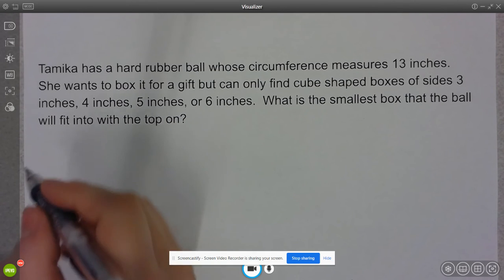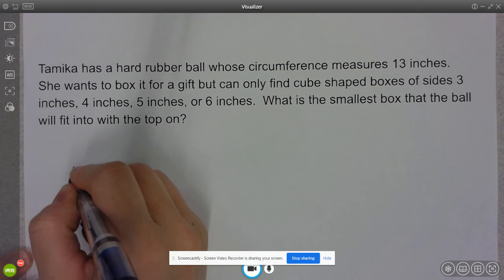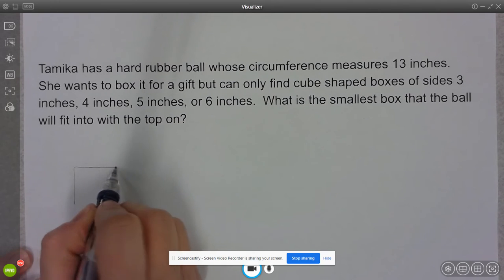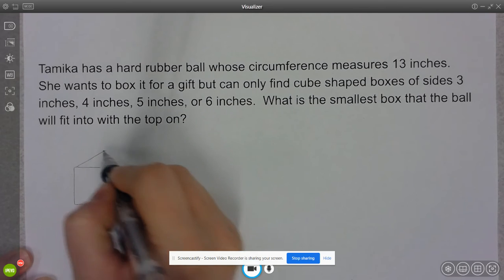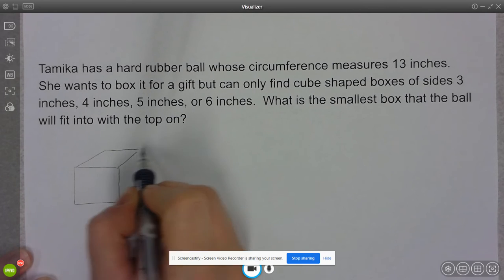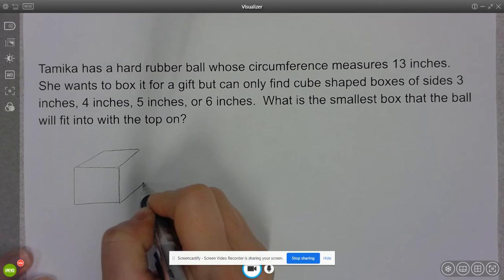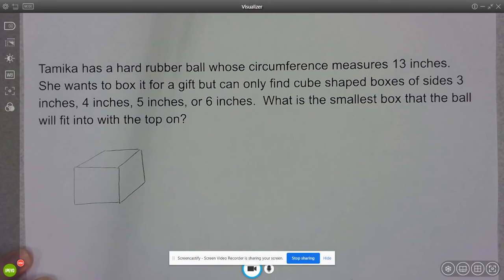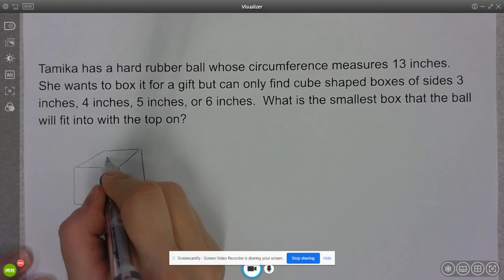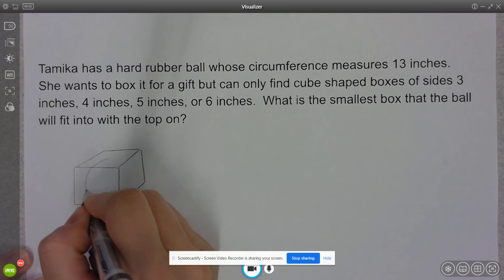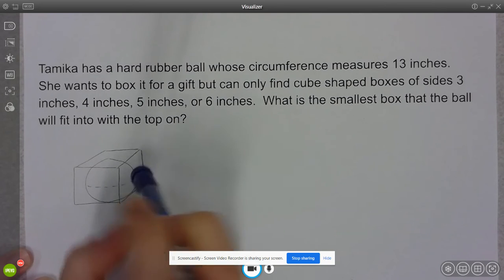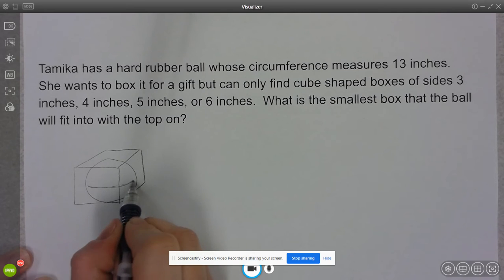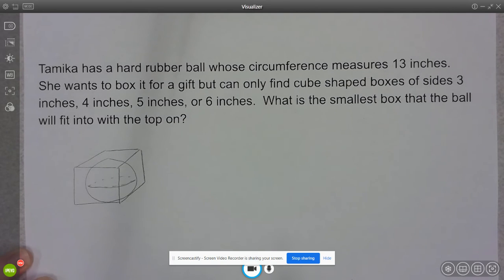Just so that we know what's going on picture-wise, I'm going to try really hard to make this work. I have zero faith in my art skills for making this pretty by any means. So here's this box, and our goal is to put this ball inside of it. Hey, that's not half bad.